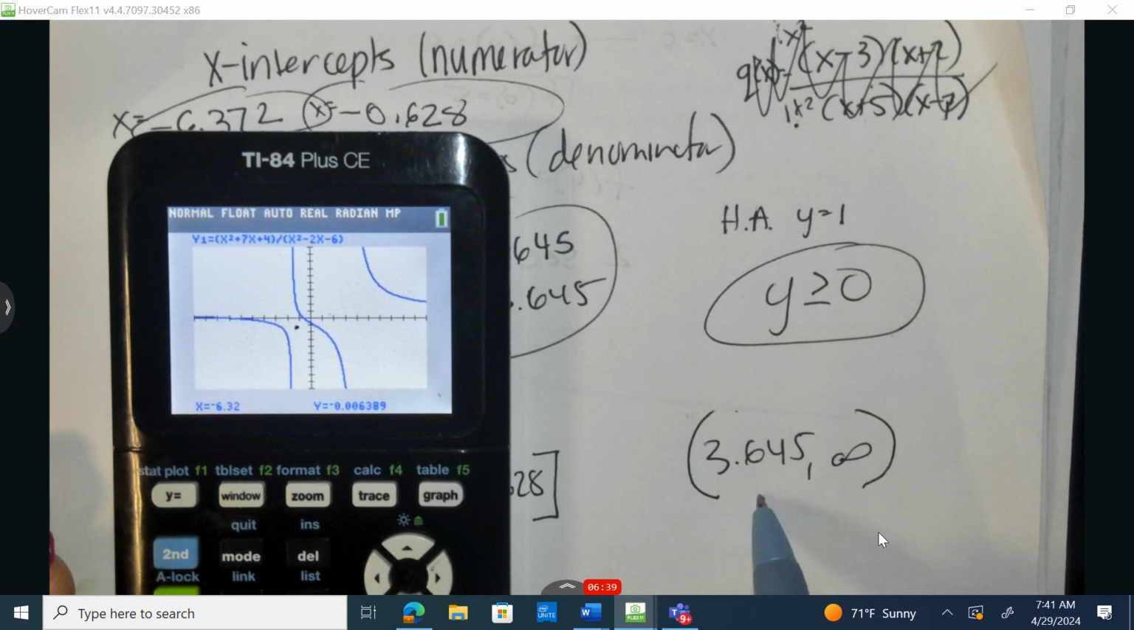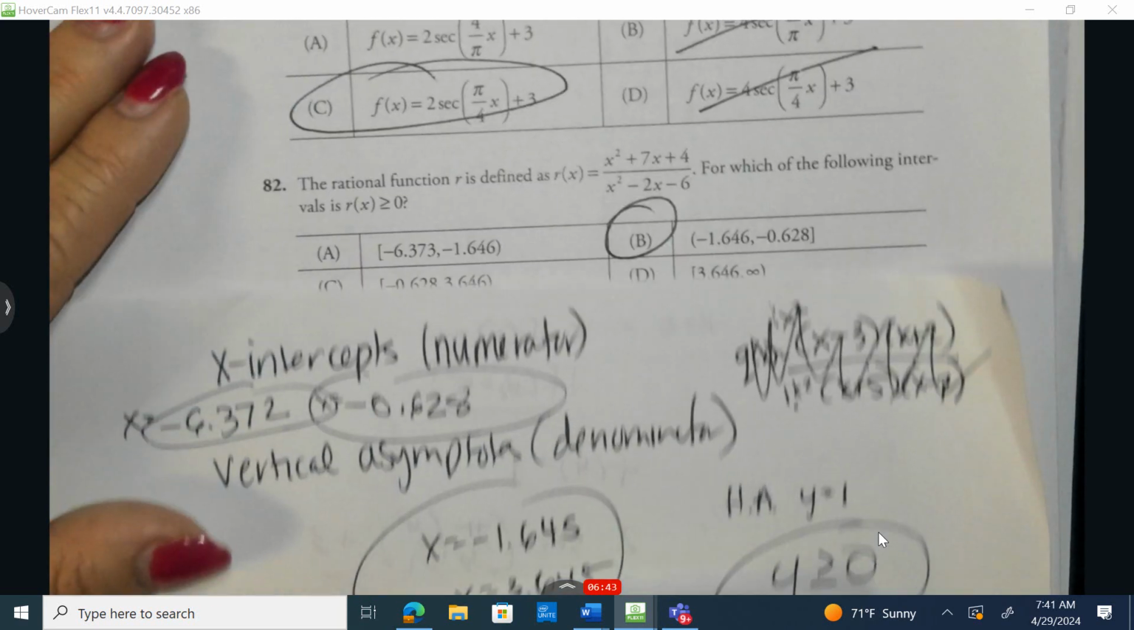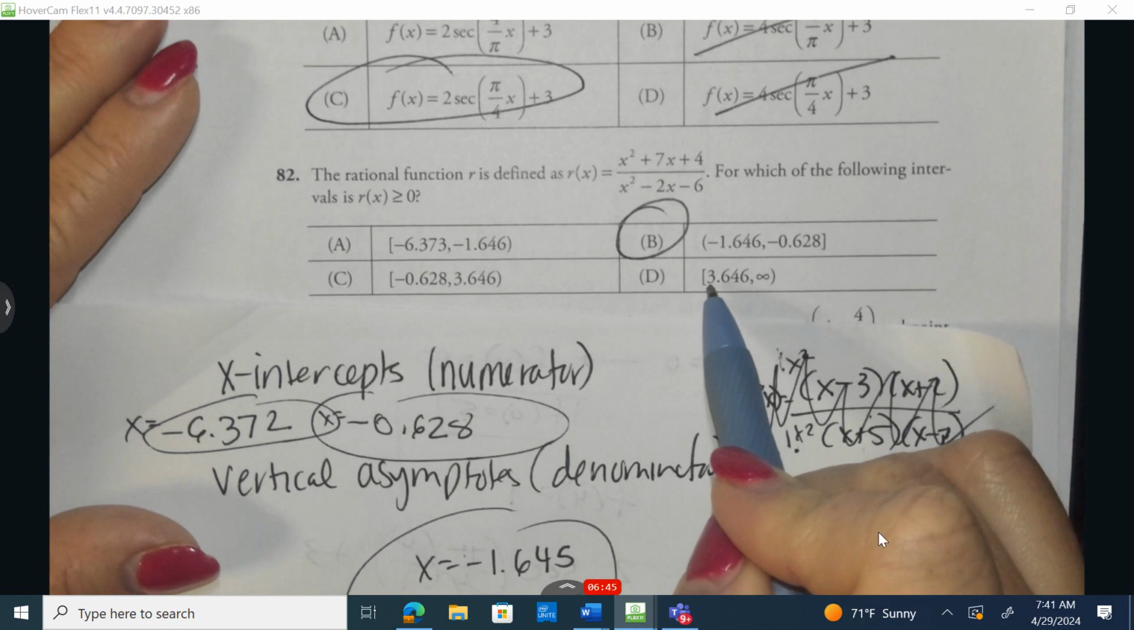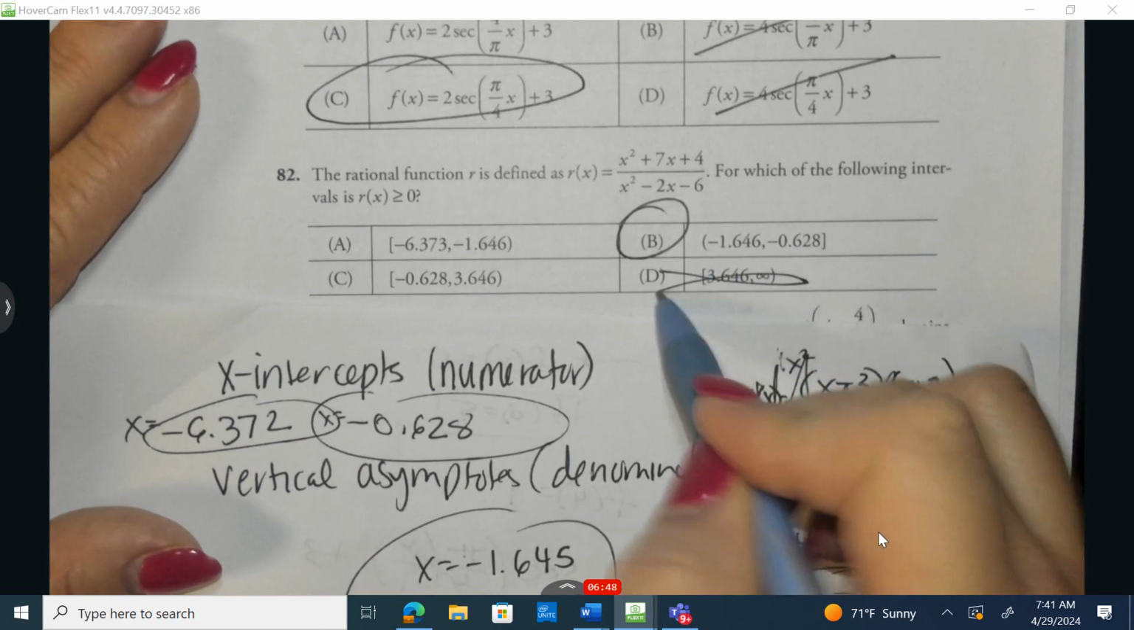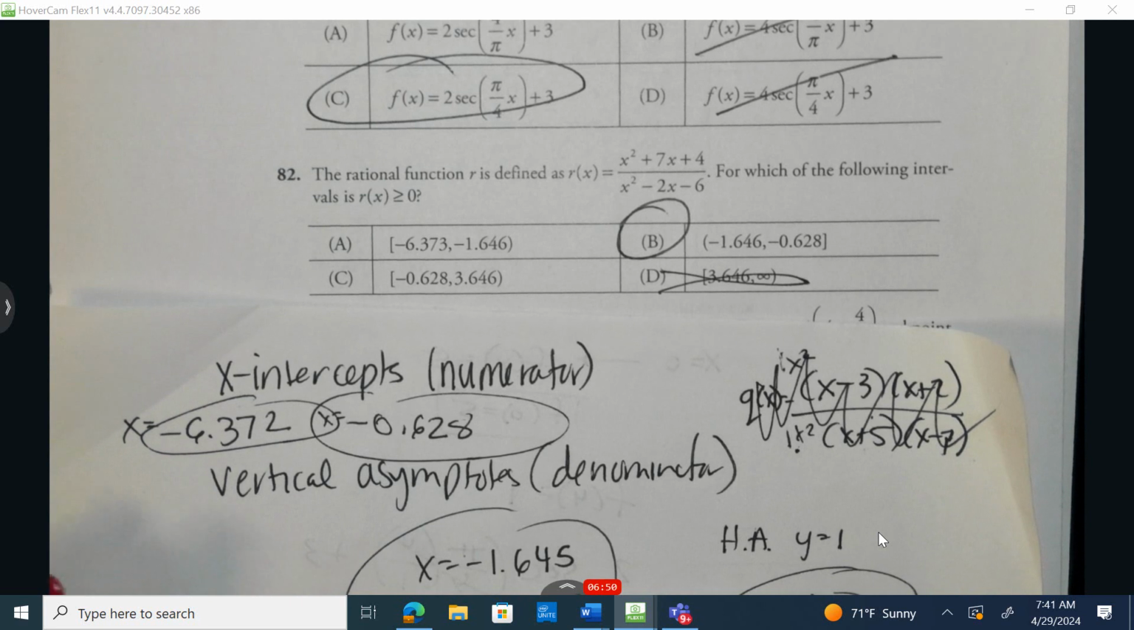But we can't have a bracket here because that is the value for the vertical asymptote. And that is up there, but notice how it has a bracket instead of a parenthesis. That's why we're able to eliminate that choice. The correct answer is B.